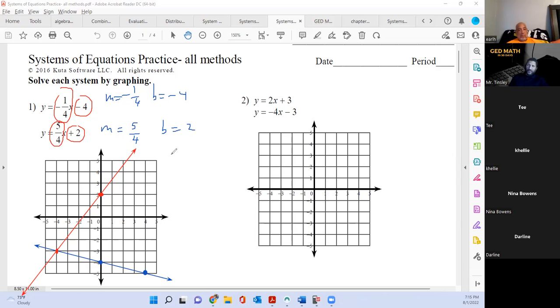The second equation, my y-intercept is 2. So that's my first point. One thing you want to notice is my slope was 5 over 4, but I couldn't go up 5; 1, 2, 3, 4, 5 would have been off my graph. So you have to realize that 5 over 4 is the same as -5 over -4, because 2 negatives also make a positive. So I went down 5, and then over to the left 4. Where these two lines cross will be the solution for this system of equations. So my x is -4, my y is -3.